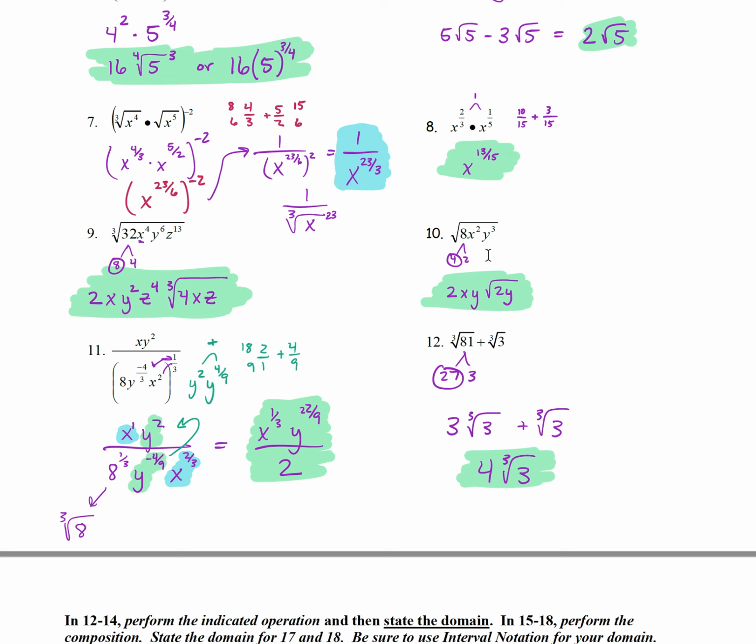10's the same thing. We're just going to leave the square root. So we're going to take the square root of 4 and get 2, the square root of x squared and get x, and the square root of y squared and get y. And we had to leave a 2, and we had to leave a y.